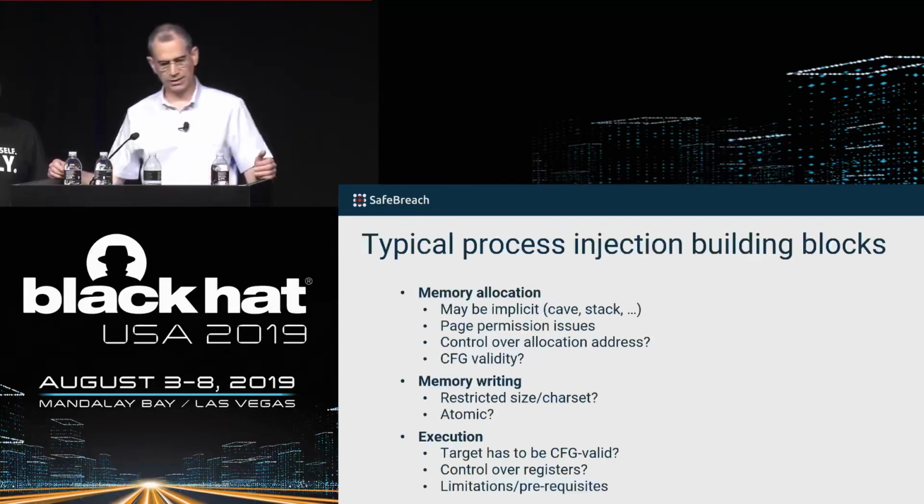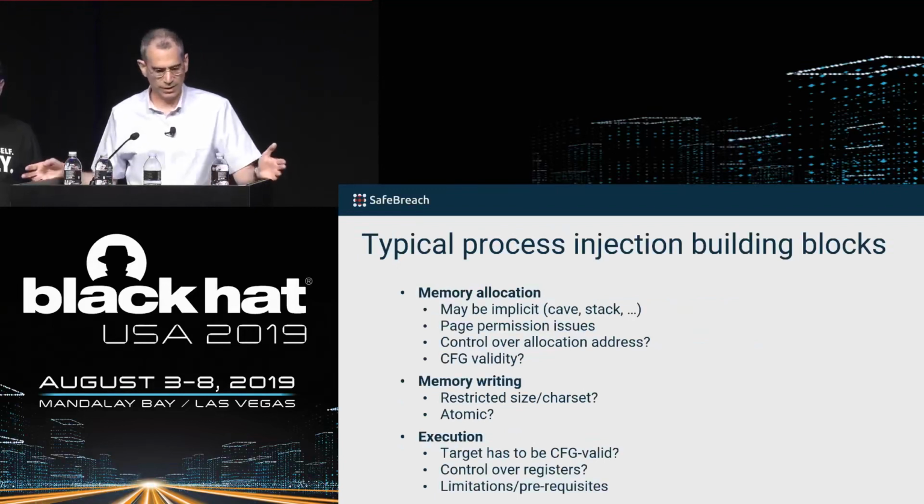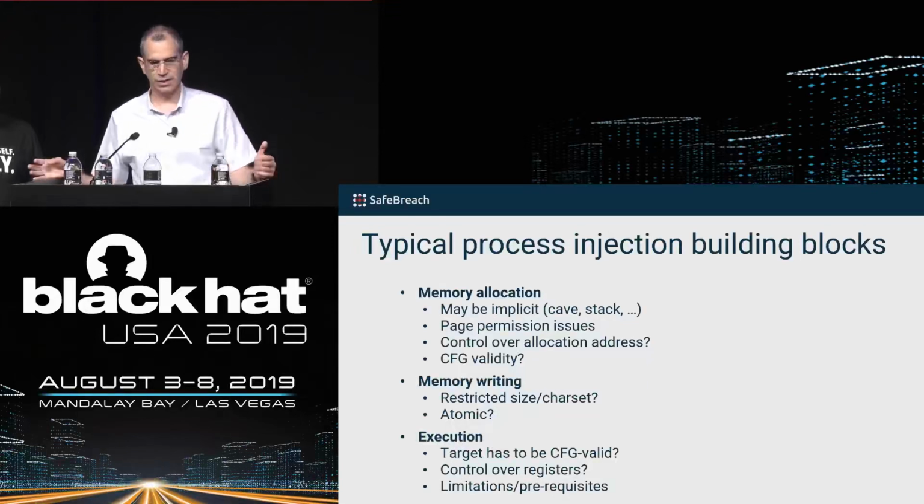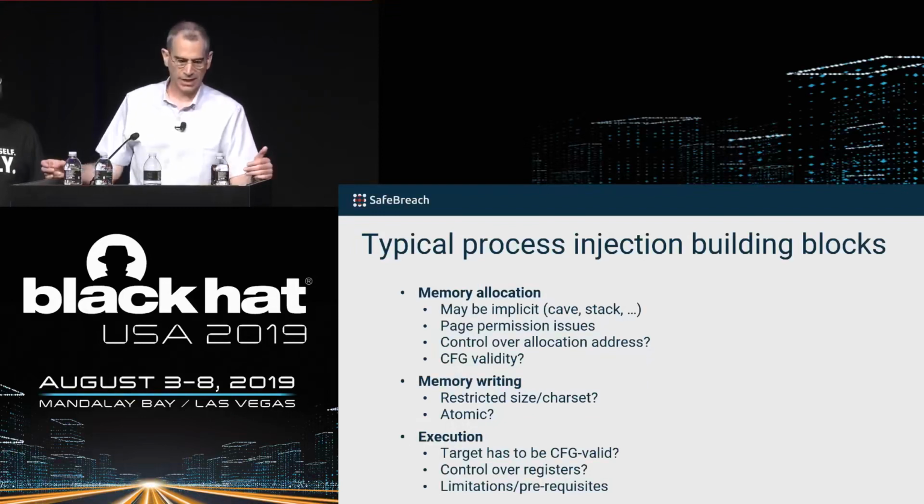So what are the typical process injection building blocks? We have memory allocation, which may be implicit if we use a code cave or stack or a known heap location. We need to consider page permission issues. Can we allocate executable pages or not? What control do we have over the allocation address, and whether the addresses are CFG valid.